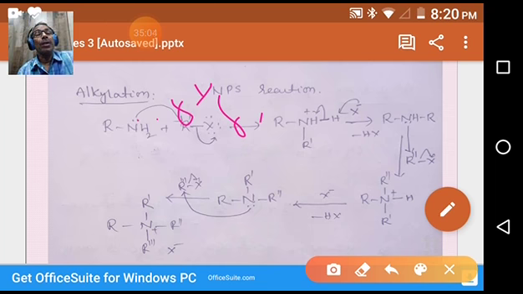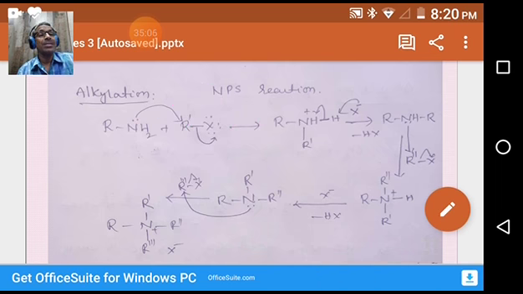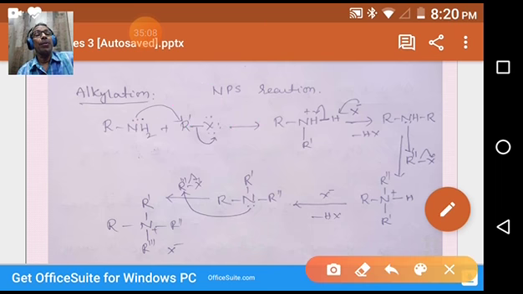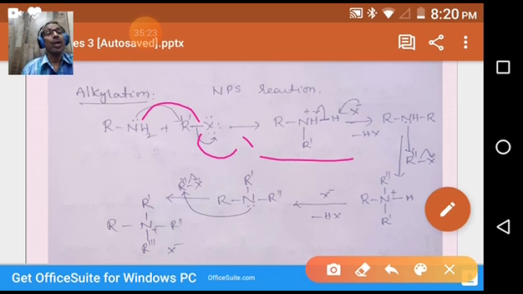The amine donates its electron pair to the alkyl group. At the same time, X goes as X minus. So what is happening here is we are getting a salt: RNH2 gives R2NH2 X plus minus, a halide salt.